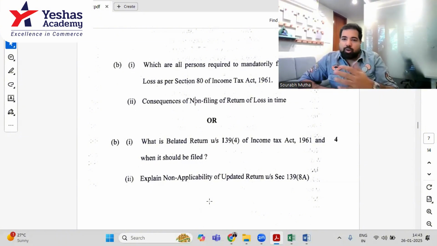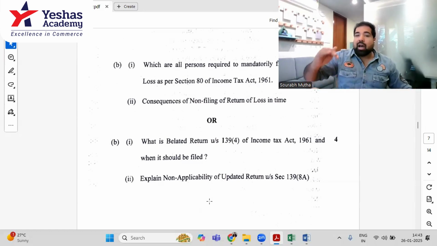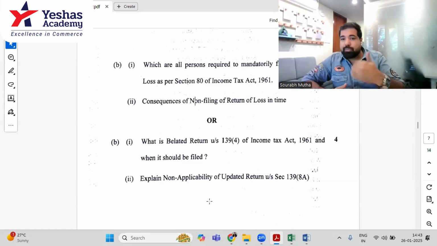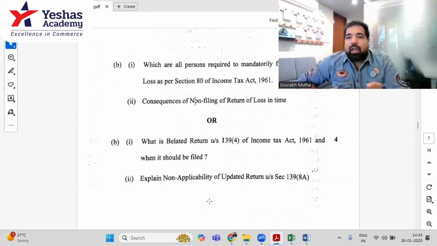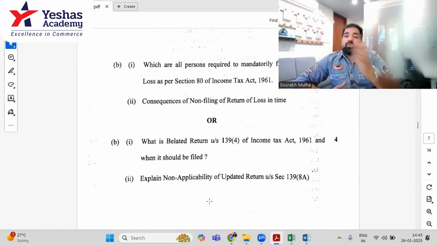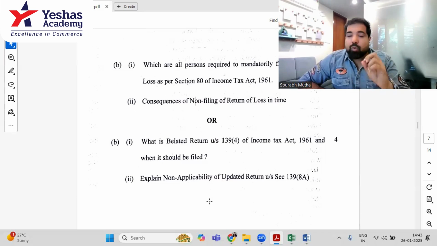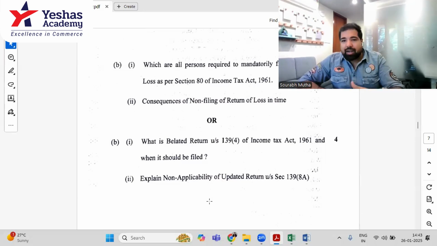Let's take an example. Your year is the 23-24 financial year. Assessment year is 24-25. After 24-25, you get 12 months plus 12 months to come out clean. Updated return says that there will be a certain extra tax you'll have to pay. In the first 12 months, 25% extra, and in the next 12 months, 50% extra. But the updated return can be filed only and only if you want to add some incomes. Basically, the updated return should be for the benefit of the government.